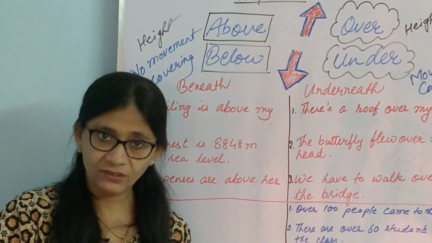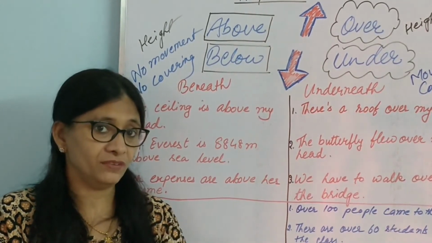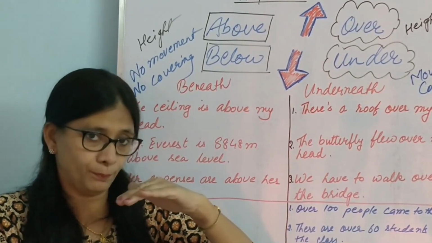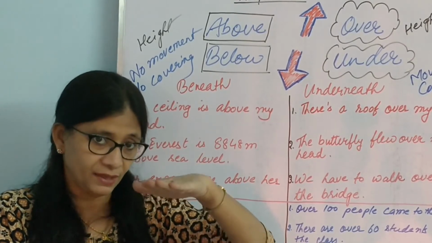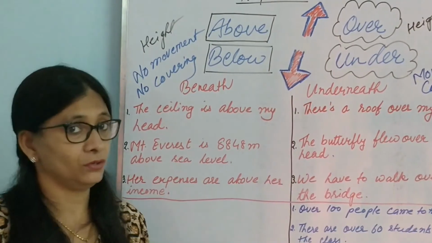Though the bridge is above the river. The river is here, the bridge is there. The river is moving in its own way, but the bridge is static. It is above and it is static. So above the river, but over the bridge. So that's how it is.